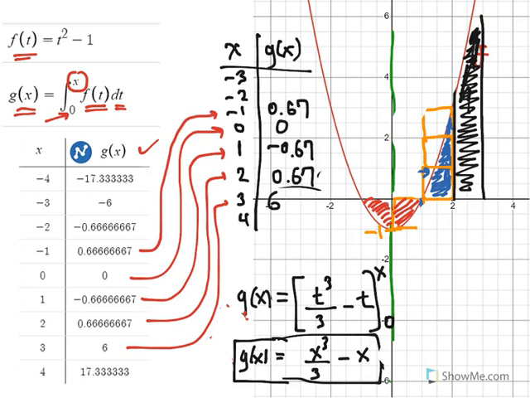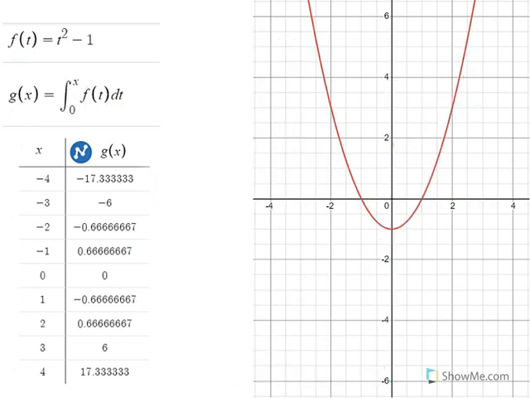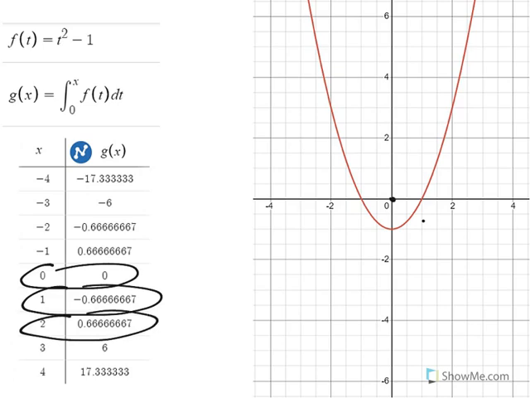So if you want to sketch the graph of g, you have to make a table like we did, and then you have to plot points. So let's see if we can take the information from our table and plot points to get the graph of g. So we will plot these points. We have 0, 0, 1 and negative 2/3, 2 and 2/3, 3 and 6. 3 and 6 would be somewhere up there.